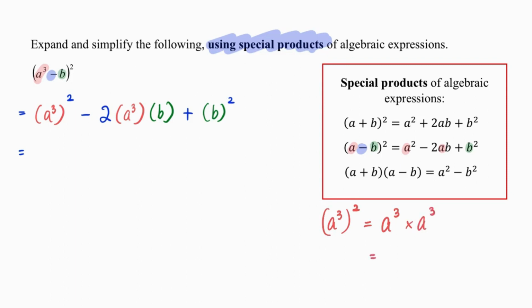So how many a's are there? Yep, there are 6 of them. So this one will become a to the power 6 minus 2a cubed b plus my b squared. And there are no more like terms anymore. This is the final answer.